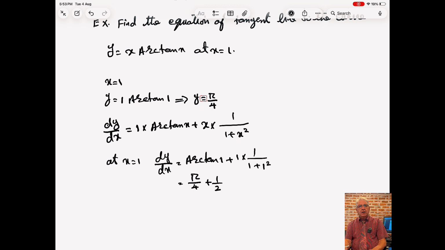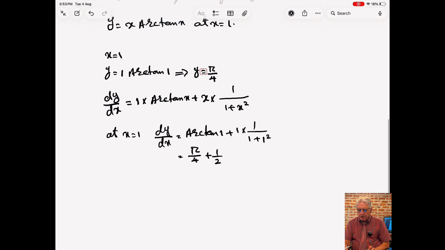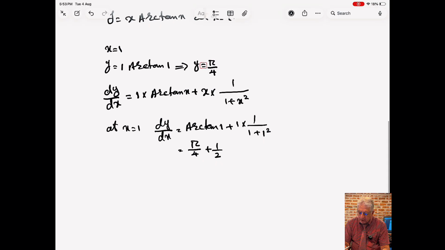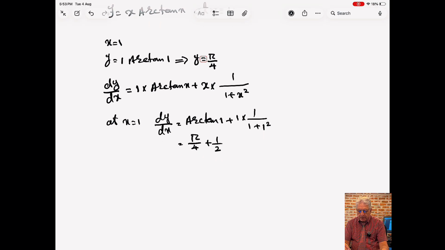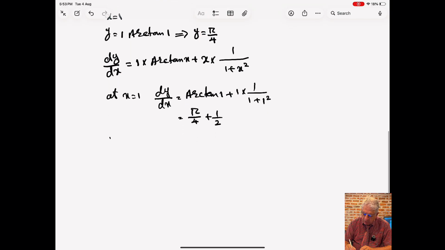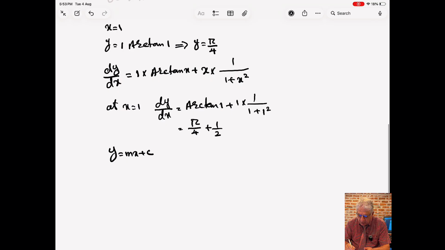That is our m. Now different people use different ways of writing the tangent line. Most of you are using y equal to mx plus c. Now m we know is this, y is actually pi over 4, so pi over 4 is equal to m, which is pi over 4 plus half, times x, which is 1, times 1 plus c.